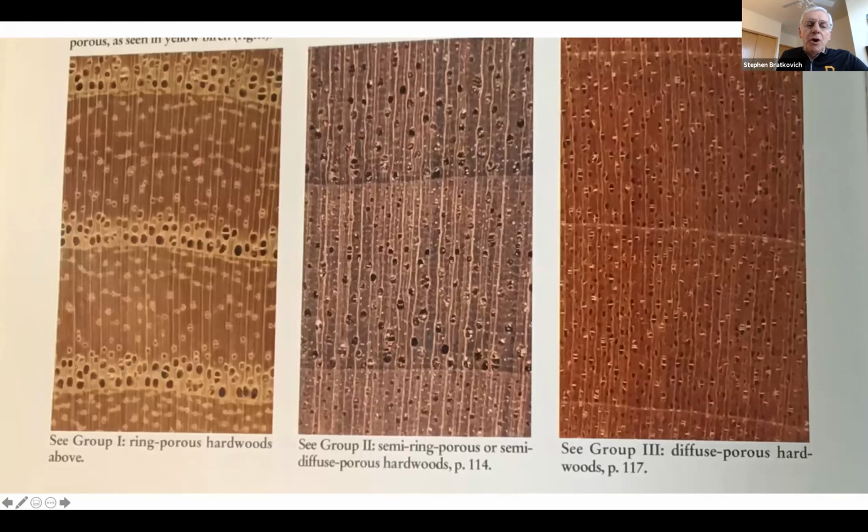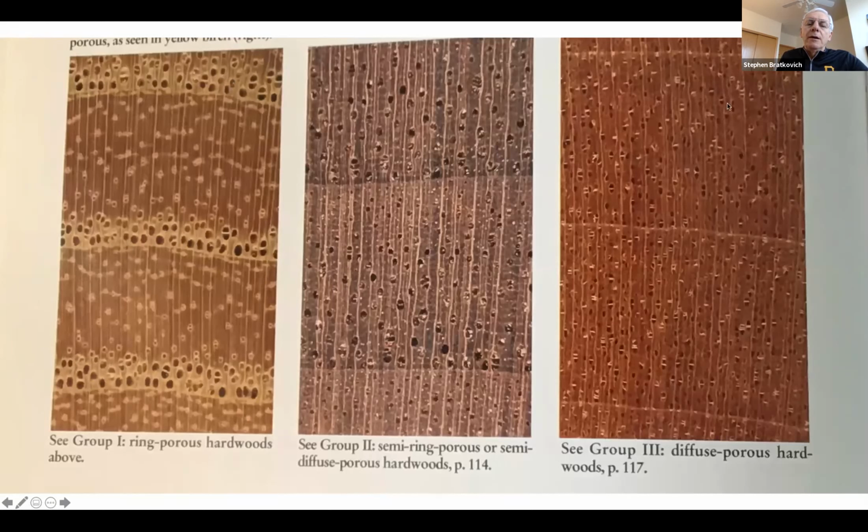And sometimes they're arranged so they're very easy to see. If you've ever looked at red oak, for example, a piece of it, you can easily see the rings. One year, second year, and third year. They're very easy to see.